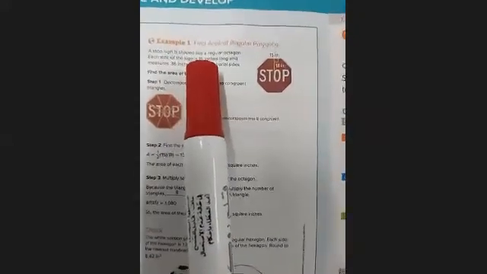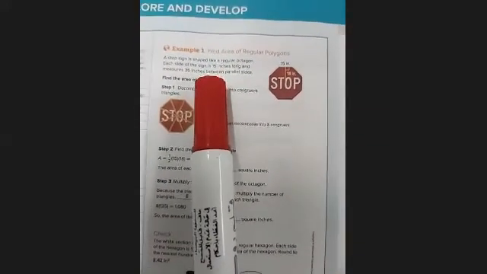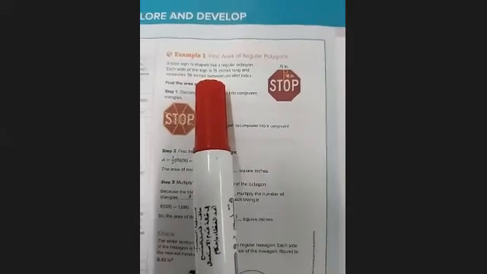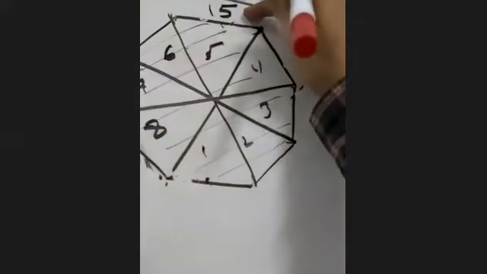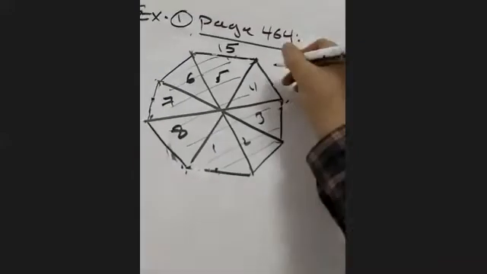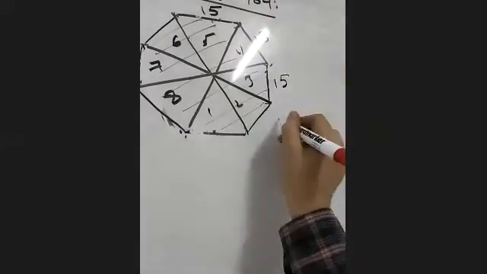Now, this is the sign, the stop sign. We see it always in our roads, our streets. Now, the side length is how much? Continue, Rayan. Each side of the sign is 15 inches long. Good. The side length is 15. Look at the board. 15 means this also 15, 15, 15.